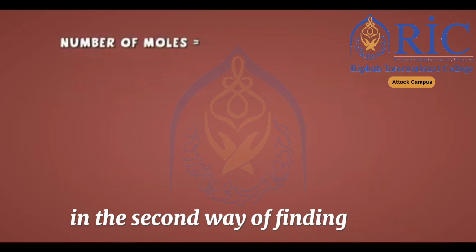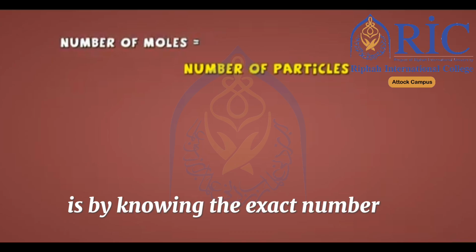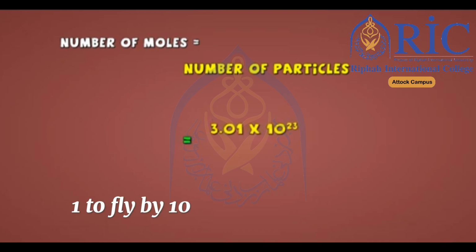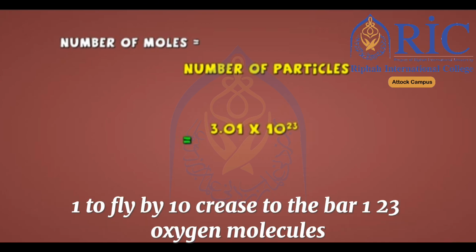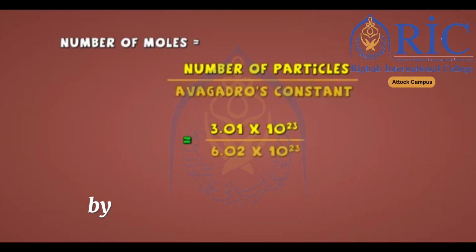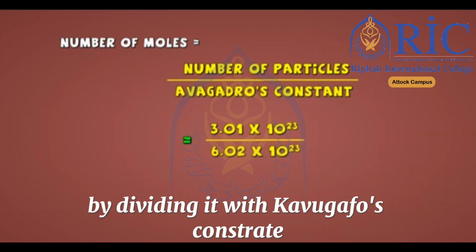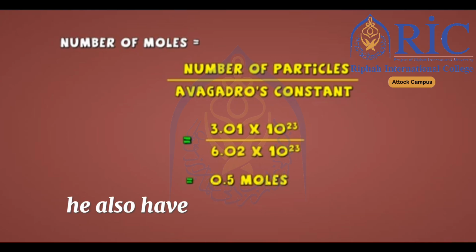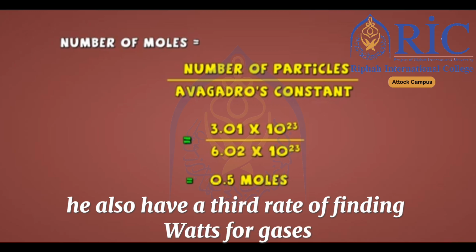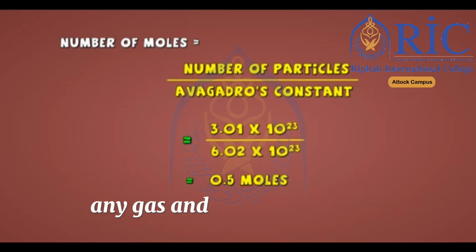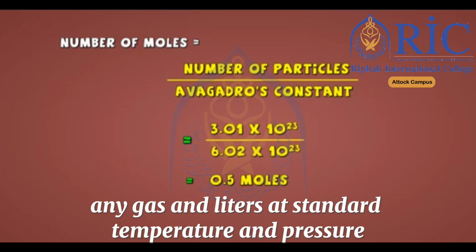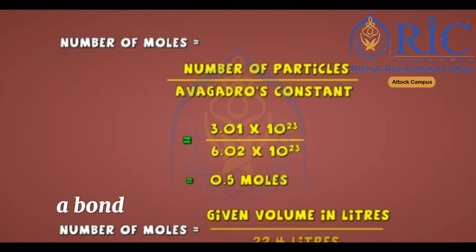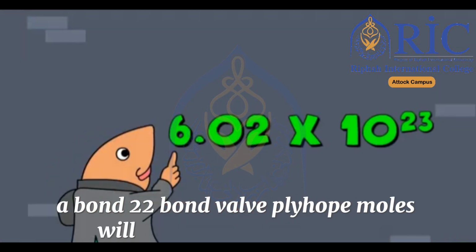The second way of finding moles is by knowing the exact number of particles. For example, if you have 3.01 multiplied by 10 raised to the power 23 oxygen molecules, you can find the number of moles by dividing it by Avogadro's constant. So in this case, you have 0.5 moles of oxygen. I also have a third way of finding moles for gases. If you are given the volume of any gas in liters at standard temperature and pressure, then its number of moles can be determined using the formula: given volume upon 22.4. I hope moles will not bother you anymore.